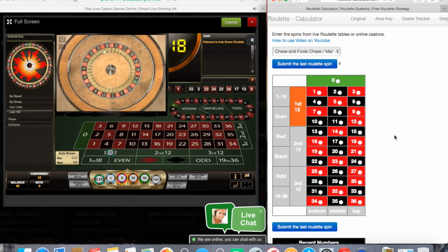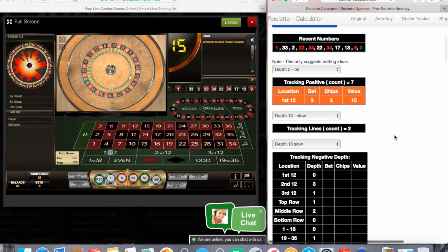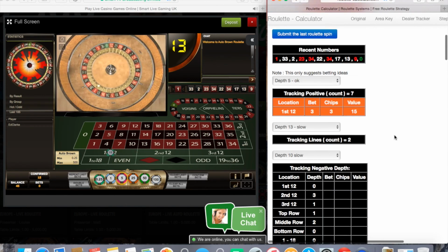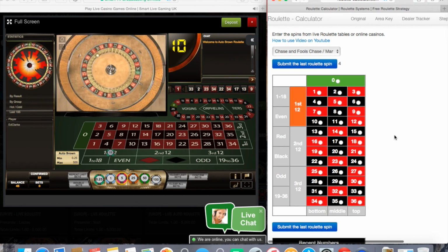But pretty confident. The table's been very, very well behaved. I would say it's going to come in this spin or the next one. If it doesn't, such is life, but I've got a good feeling. 3 sections of the table, where would you put your money? I would go on the first 12. And I am.